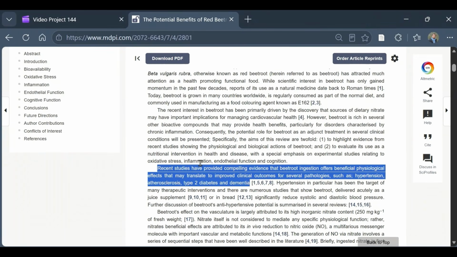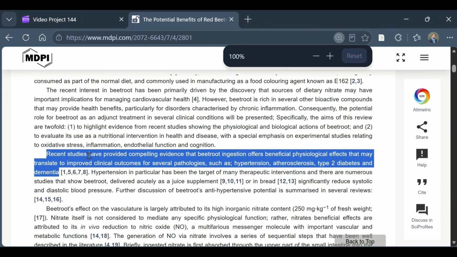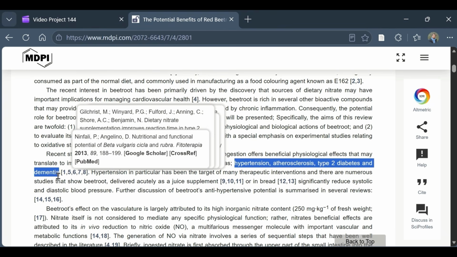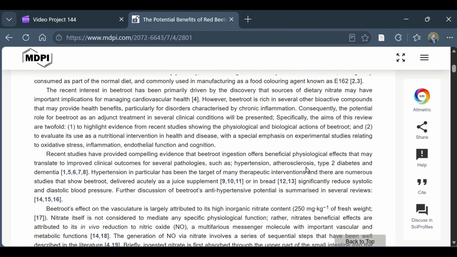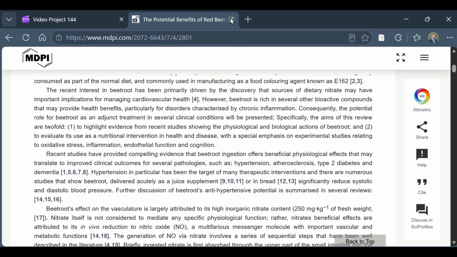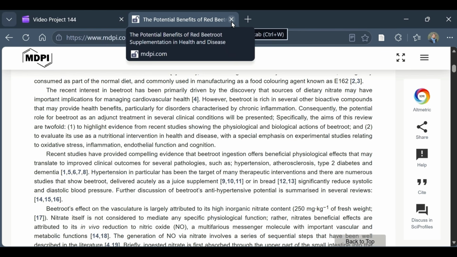For example, the main idea of this paragraph is very simple. Beetroot has beneficial physiological effects. It may help in conditions such as hypertension, diabetes, and dementia. That's it. Once you have understood the core idea, close the original paper for a moment. This step is important because when the original text stays in front of you, your brain naturally starts copying its wordings and sentence structure even if you don't intend to.